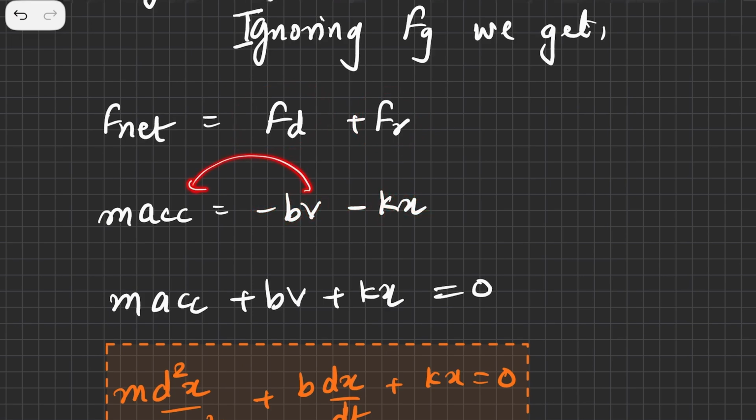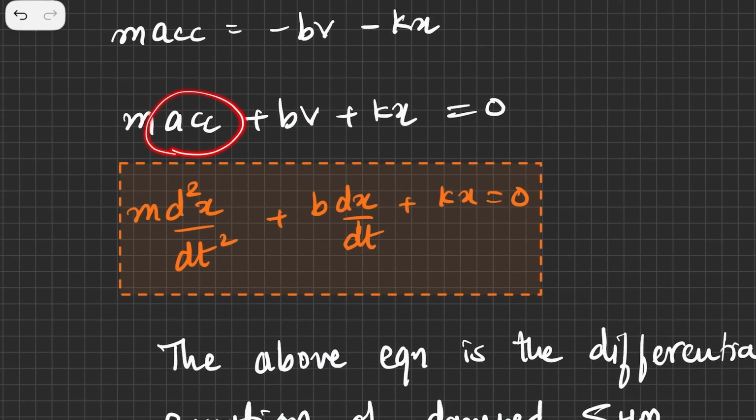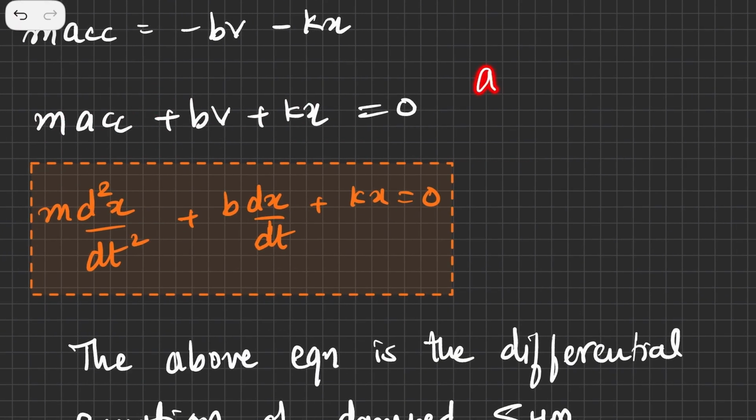We'll move this to the other side. Bv comes here, Kx comes here. So minus will become plus, minus will become plus. So I'll get mass into acceleration plus Bv plus Kx is equal to 0. Now what is acceleration? Acceleration is basically the double derivative of displacement with respect to time. So wherever there was an acceleration, I have replaced it with the double derivative of displacement. Velocity is the single derivative of displacement, and x is the displacement, so x is kept as x.